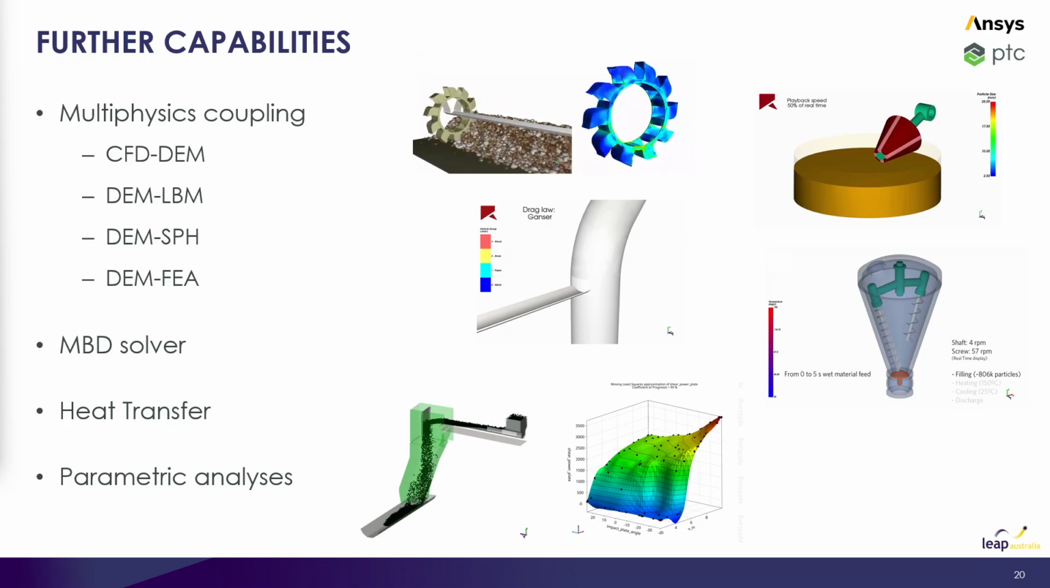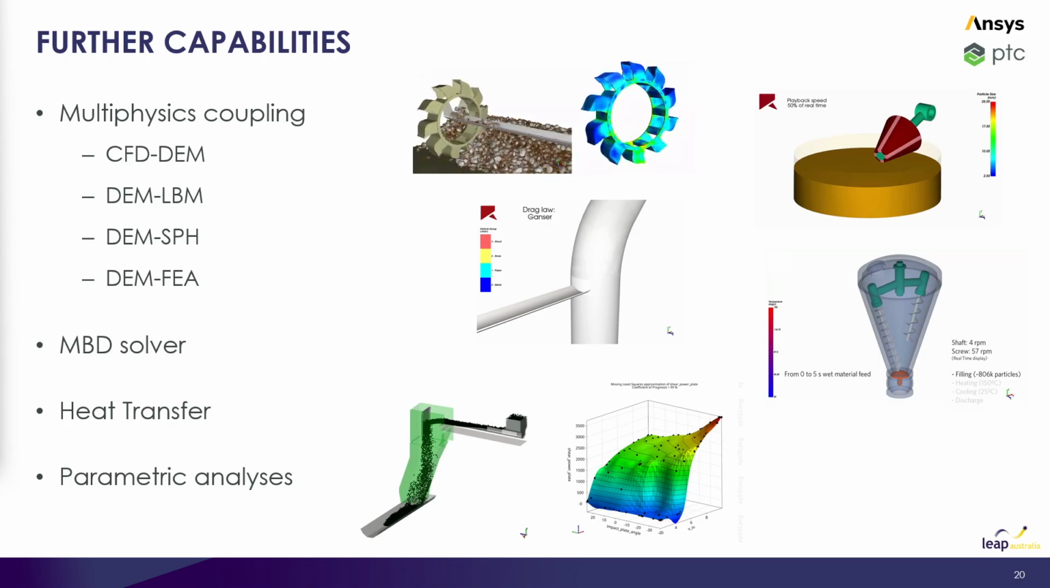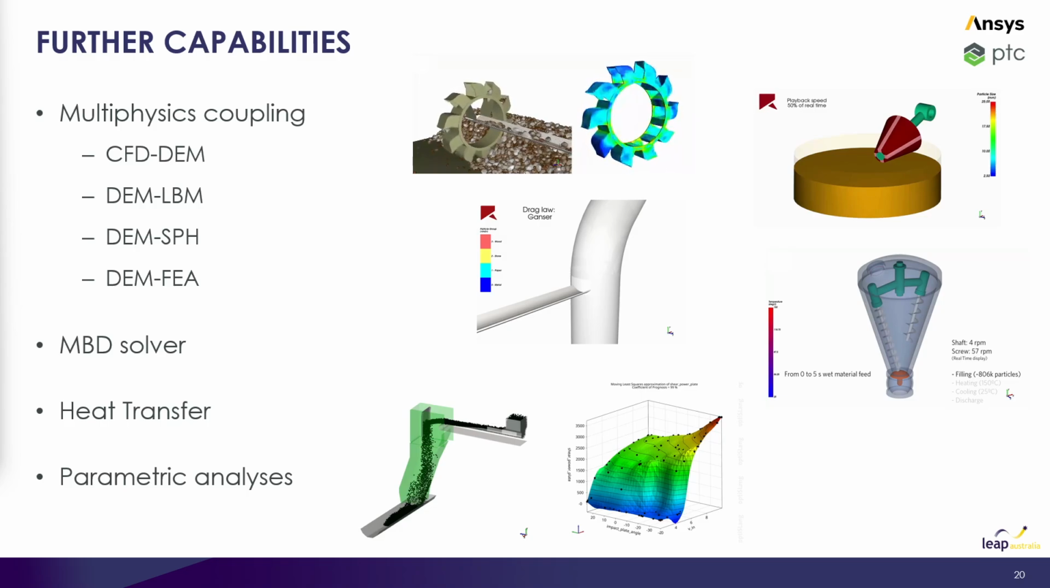So we can extend the scope of our simulations to consider additional physics effects. Take, for example, the structural response of a component, whether that's a dynamic response or a quasi-steady state. We can consider this with a coupling with ANSYS Mechanical.